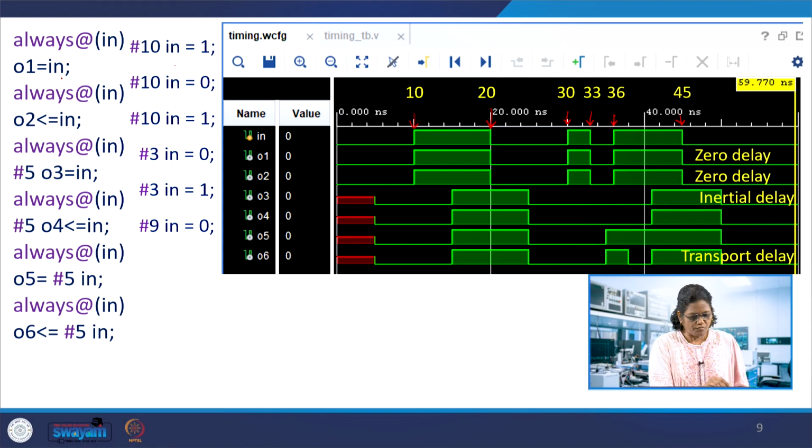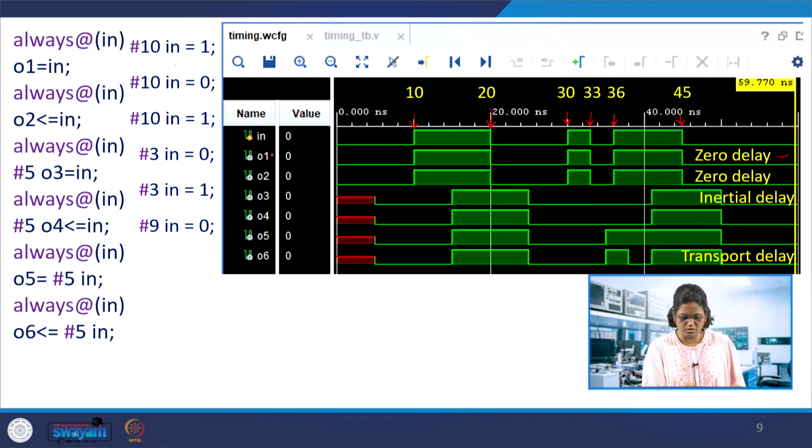So wherever in here, you see in the first case in is assigned to output. There is no delay, nothing, immediate assignment, so it assigns it. Whatever input change occurs, first it is 0 everywhere, and then the first change occurred at O1 at 10, so it is assigning that immediately. At 20 it is becoming 0, at 30 it is over here, 33, 36 and 45. So there is no delay.